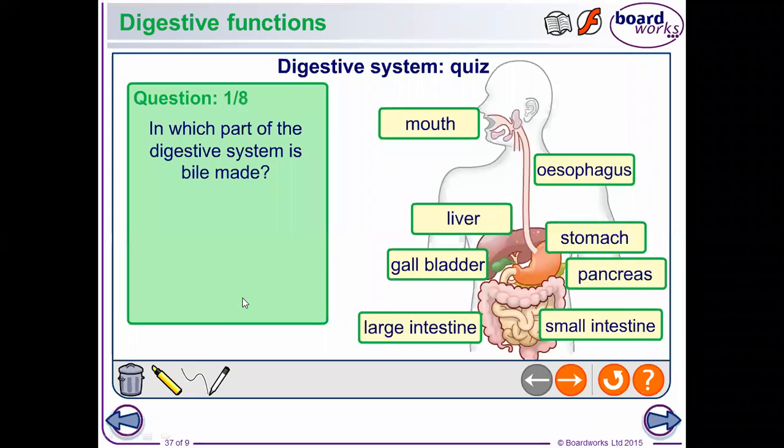Now, in which part of the digestive system is bile made? Liver. Right, bile juice. But it's stored in the gallbladder. It's made by the liver and released in the small intestine.